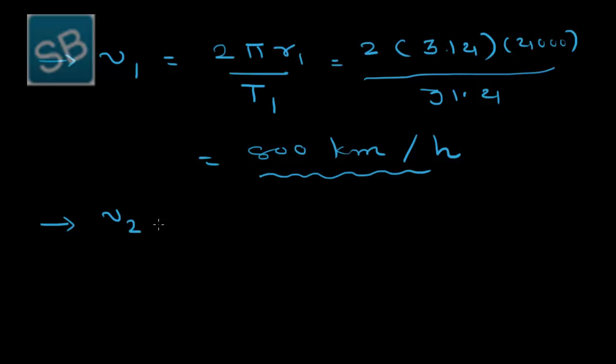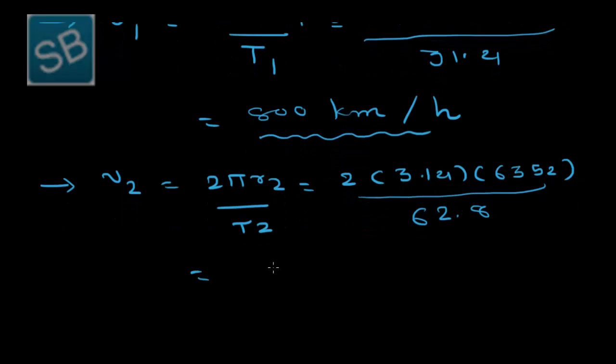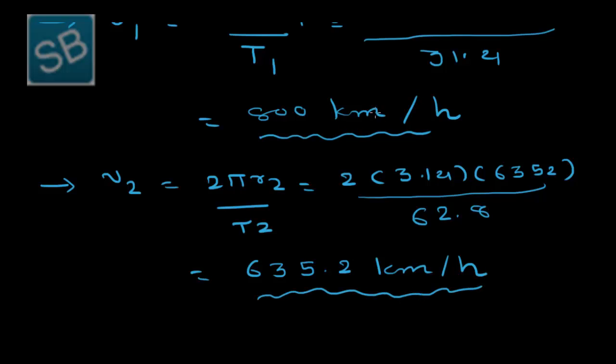Similarly for the second satellite, V2 is equal to twice pi R2 divided by T2 is equal to 2 into 3.14 into 6352 divided by the time period of the second satellite, 62.8. After simplifying, we will get 635.2 kilometer per hour. So from here you can say one thing, that whenever the time period is larger or higher, then the velocity decreases. And with this, our chapter number 3 of semester 2 is over.